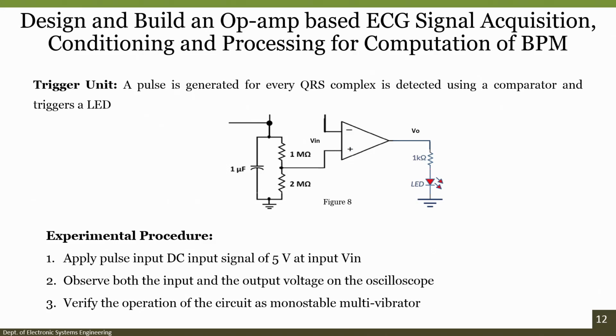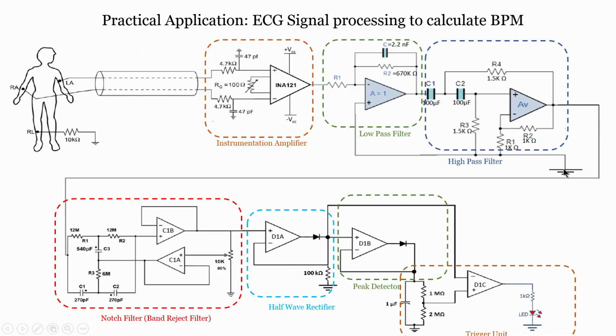For the experimental procedure, we can apply a pulse input, a DC signal of 5 volts, at the input voltage V in. You can observe the input and output voltage on the oscilloscope, and finally we can verify the operation of the circuit as a monostable multivibrator, right. So, what do you observe here? You observe a very interesting application. What we have just understood is that there is an instrumentation amplifier, there are filters, and then there is a comparator, and there is a triggering circuit.